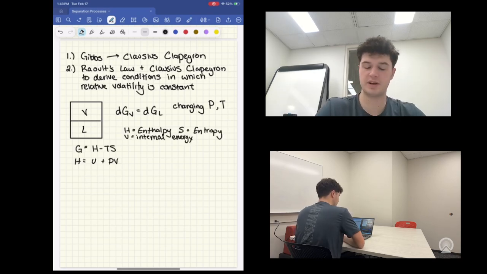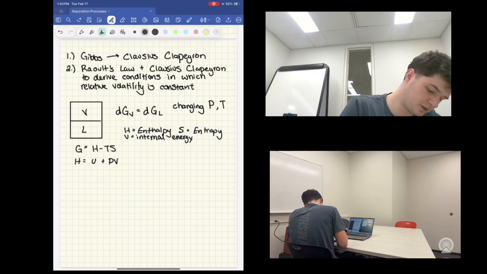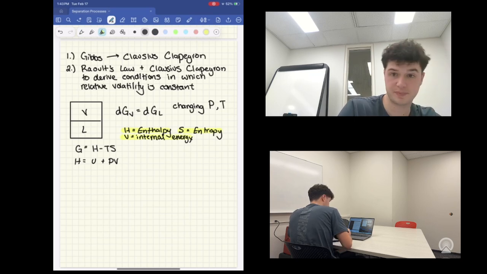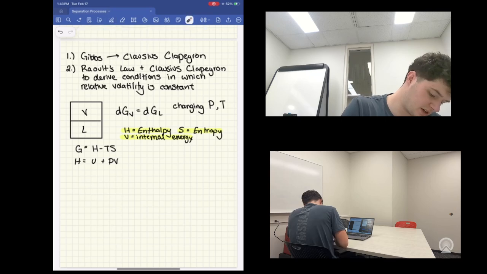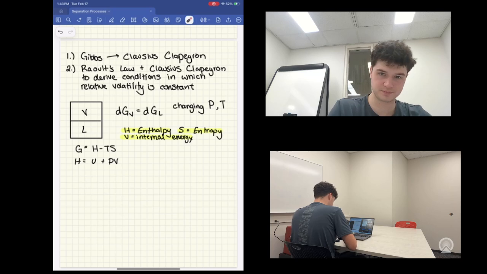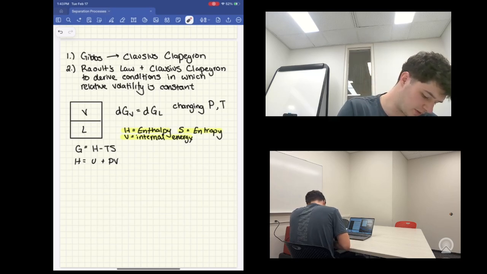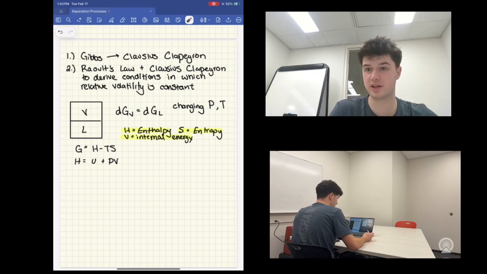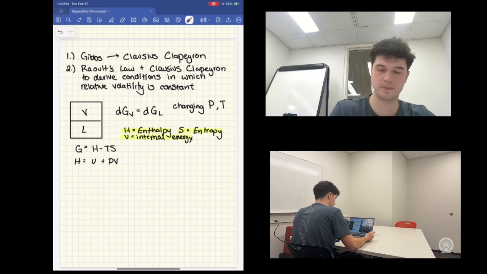So I've written a couple things down here that we're going to go over. First, just so we're aware, H is equal to enthalpy, S is equal to entropy, and U is equal to internal energy. Now, as you can see right here, we have this equation for the Gibbs free energy, which is equal to the enthalpy minus the product of entropy and temperature. And then, right below it, you have the equation for enthalpy, which is going to be the internal energy plus the product of the pressure times the volume.